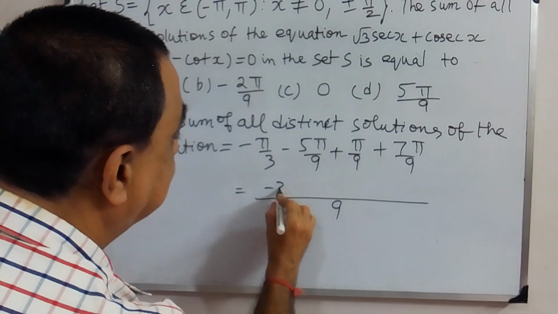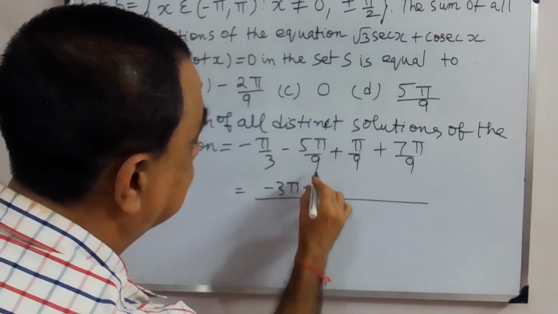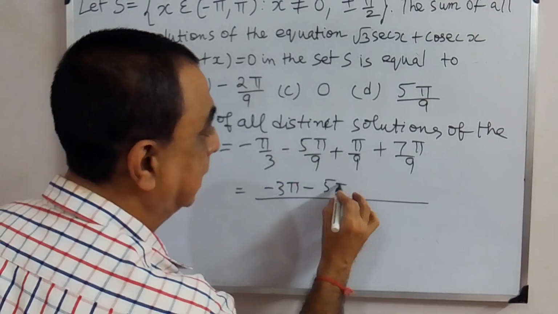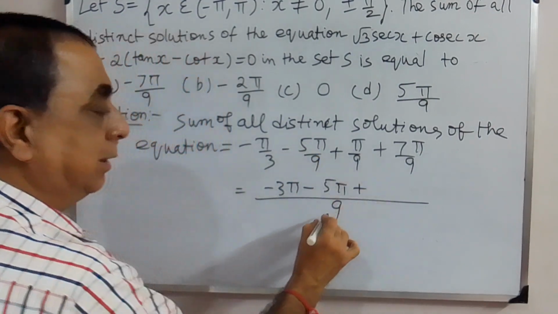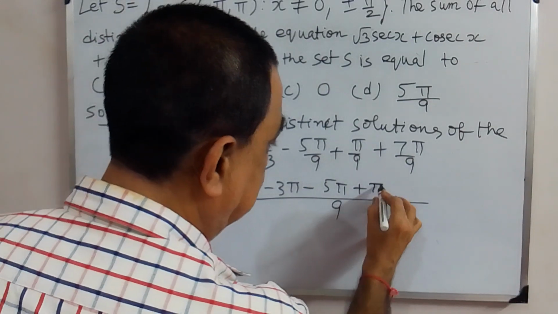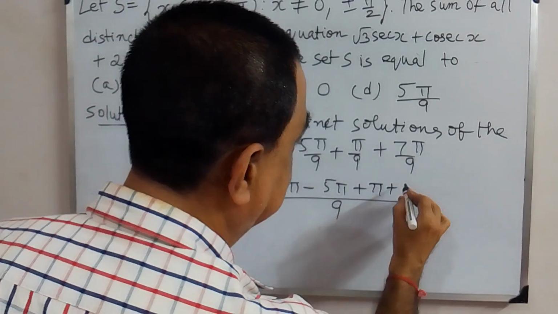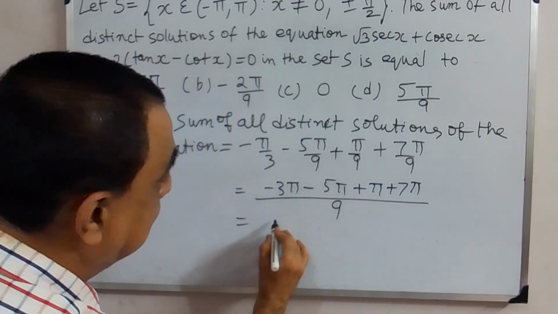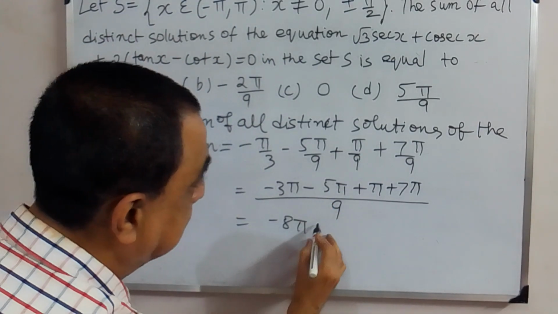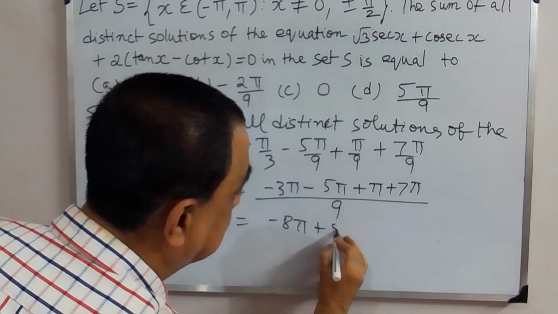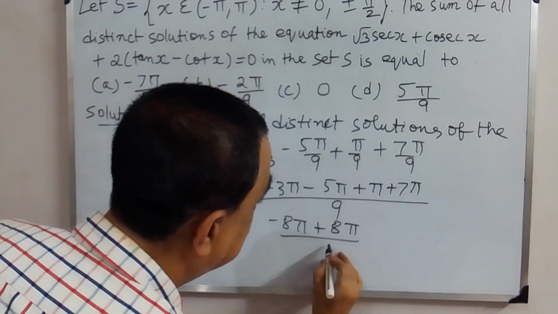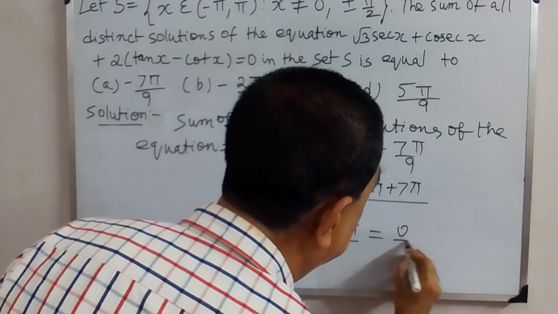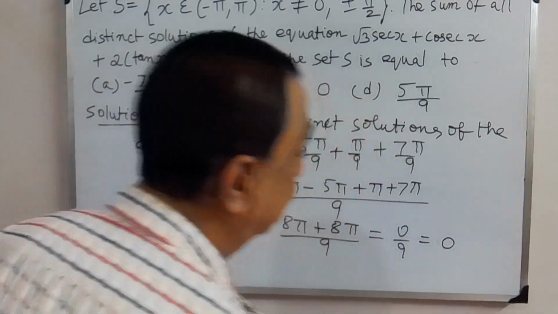3 is going in 9 three times, so this will be minus 3 pi. Minus 5 pi stays, as 9 is going in 9 one time. Plus pi, as 9 goes one time, and plus 7 pi. So minus 3 pi minus 5 pi is minus 8 pi, and plus pi plus 7 pi is plus 8 pi, whole divided by 9. So minus 8 pi plus 8 pi is 0, and 0 by 9 is 0.